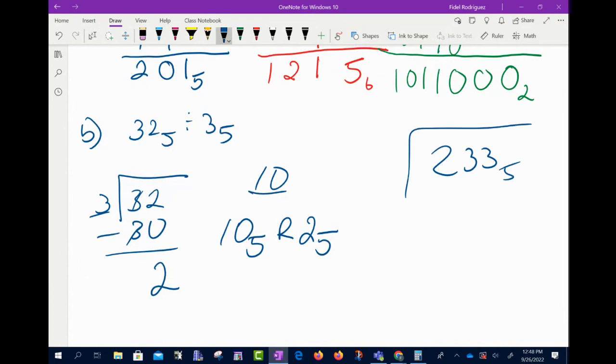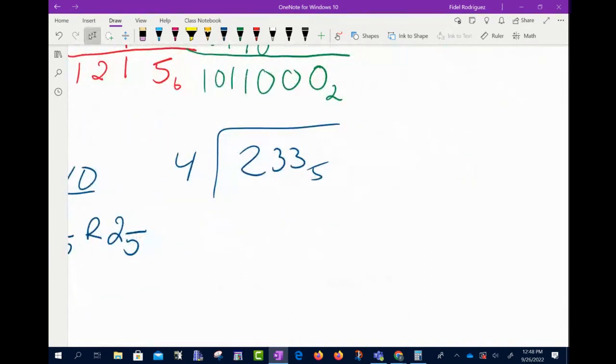233 base 5 divided by 4 base 5, okay? All right, so when I'm trying to divide this again, y'all, I'm going to play the same kind of game. I'm going to say, look, let me multiply this by 10. So I know 4 times 10 is going to give me 40, right? Okay, so I want to see what's going to happen here. So when I subtract, 3 minus 0 is going to give me a 3.